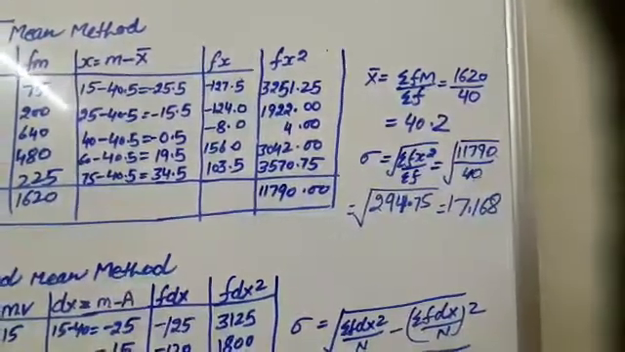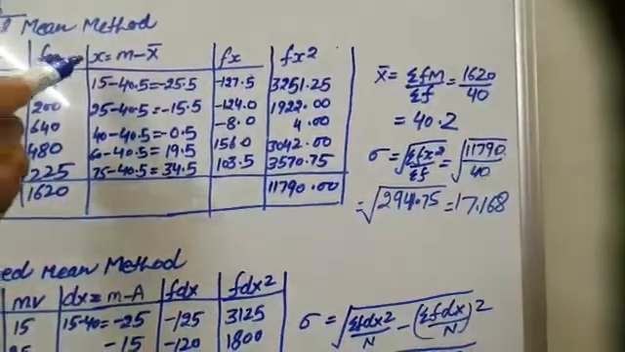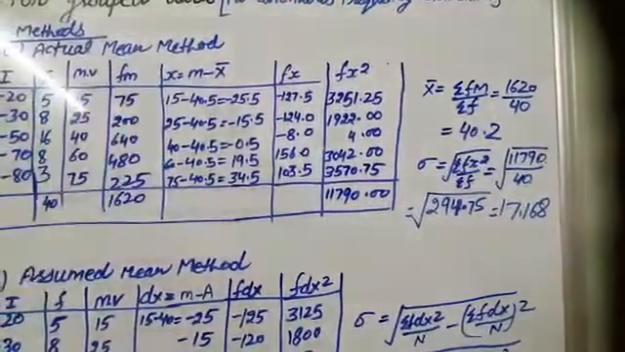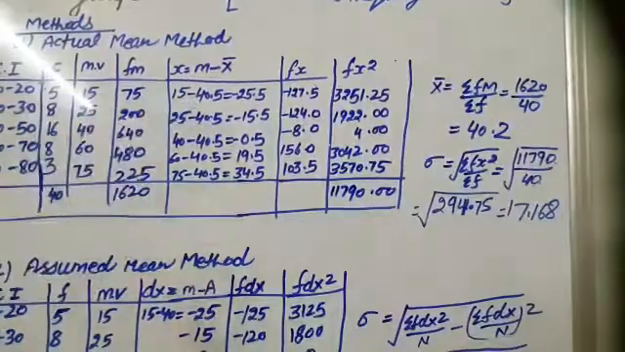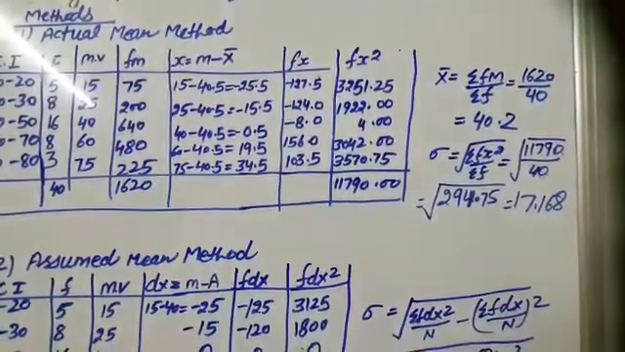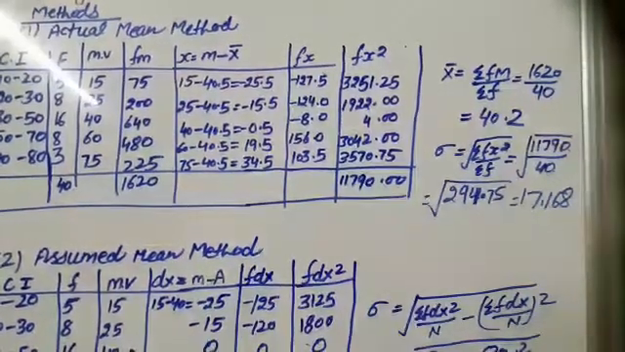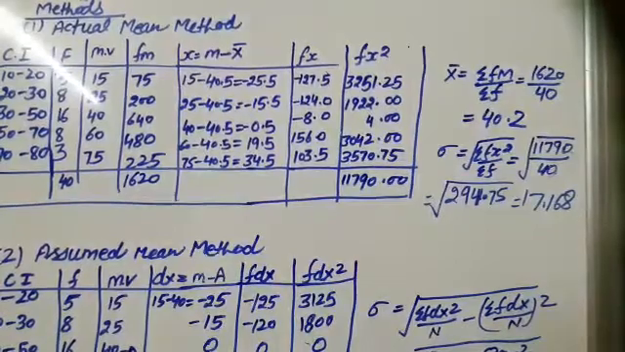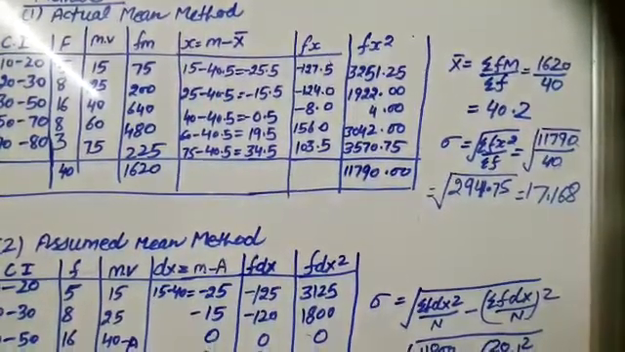Actual mean is 40.2. Let us take the deviation here. x is equal to m minus x bar. M is mid value. 15 minus 40.5 is equal to minus 25.5. Then 25 minus 40.5 is equal to minus 15.5. In this way, minus 0.5, 19.5, 34.5.